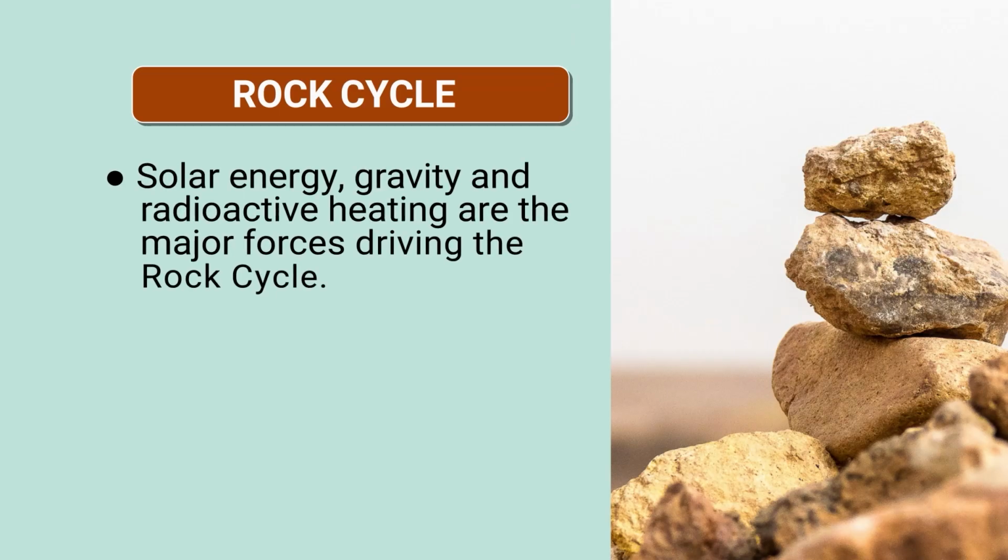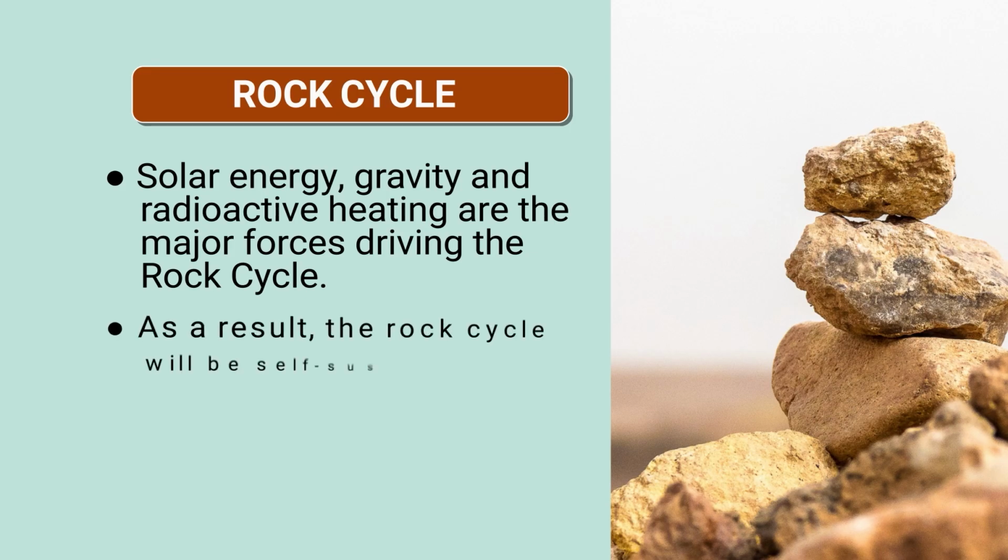Now the question that may come to your mind is, where is the energy for all these processes? Solar energy is a driving force, gravity is a driving force, radioactive heating is a driving force for the rock cycle. Inside the earth there are radioactive elements and heat is generated that causes melting. Solar energy is important because the sun's rays fall on the earth and differential heating takes place. There is movement of wind, water, all those things which result in the external process. You have the endogenic process and the exogenic process.